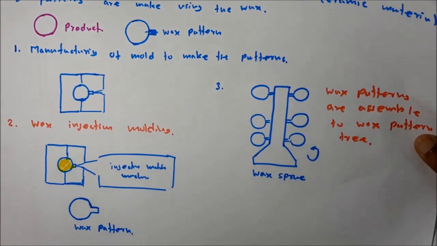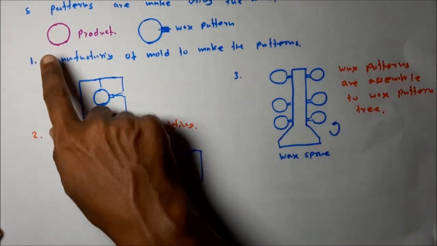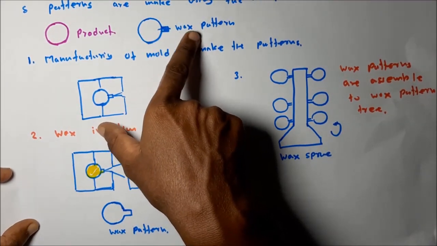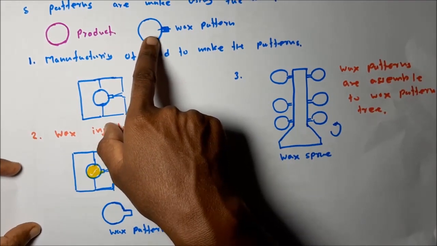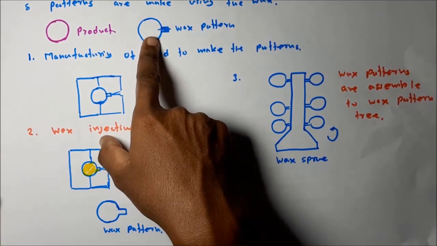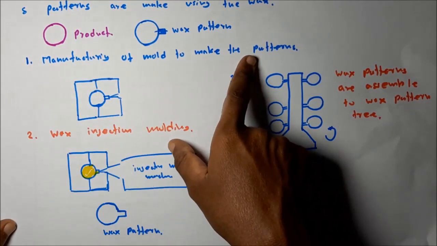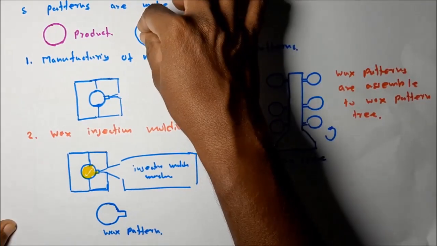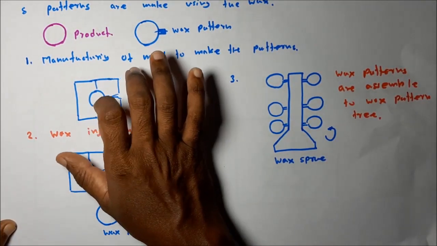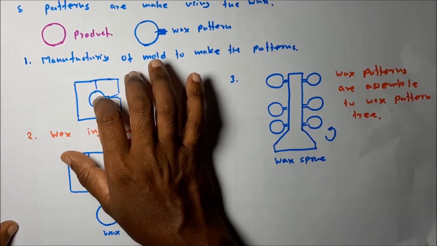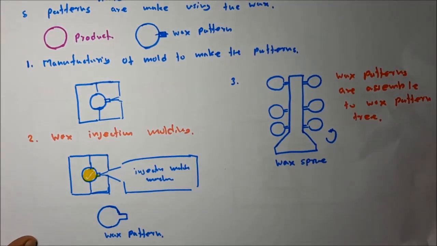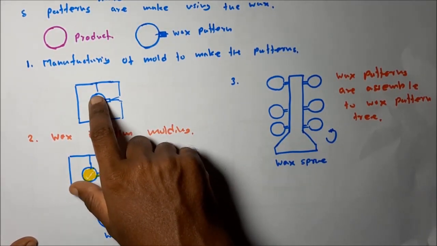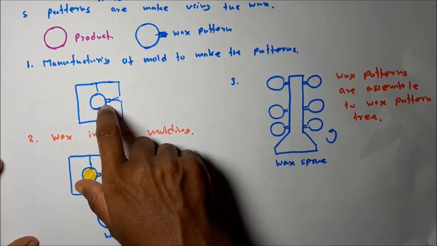Okay. This is the first step. This is the product we want to manufacture. Then this is the wax pattern design, giving the shrinkage allowances and everything. So the first step is manufacturing the mold to make the patterns. This is the wax pattern. To make this pattern, we want the mold. This is the mold. Okay, this is made using a machinable metal. CNC machine operators are used to create these cavity areas in the mold.